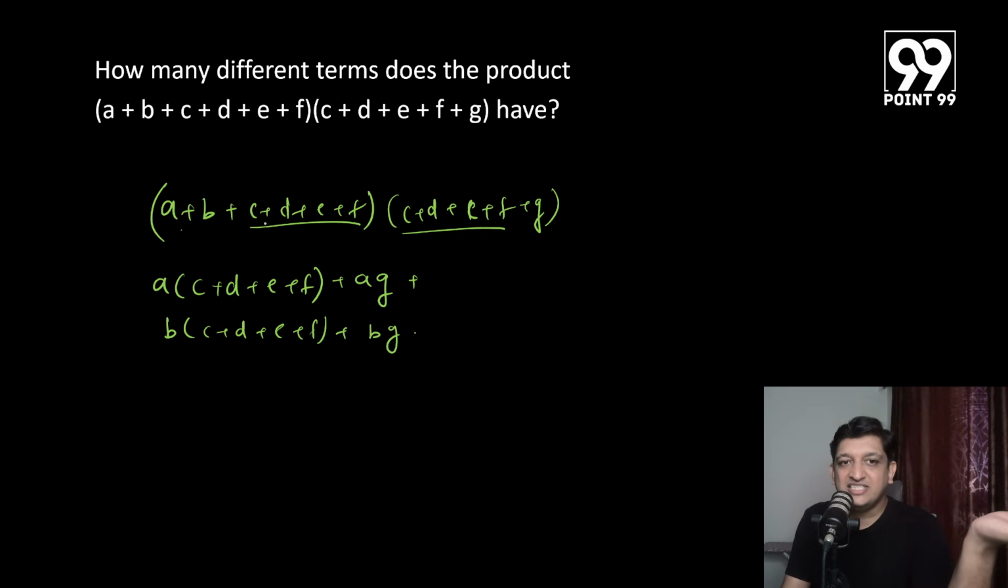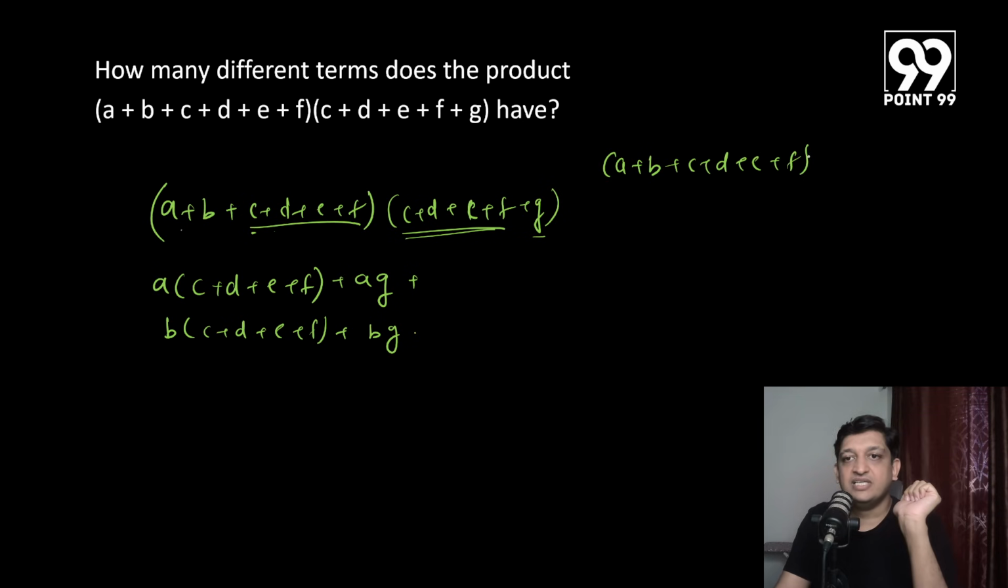Now we can see that C plus D plus E plus F is getting multiplied by everything else as well, right? So in this context, if you just expand this, you are going to see B into C plus D plus E plus F plus BG, C into C plus D plus E plus F plus CG, D into C plus D plus E plus F, all these terms you are going to get. So you are going to see A plus B plus C plus D plus E plus F multiplied by C plus D plus E plus F, right? And then you will have AG, BG, CG and so on, right? So you will have 7 terms that will be present here.